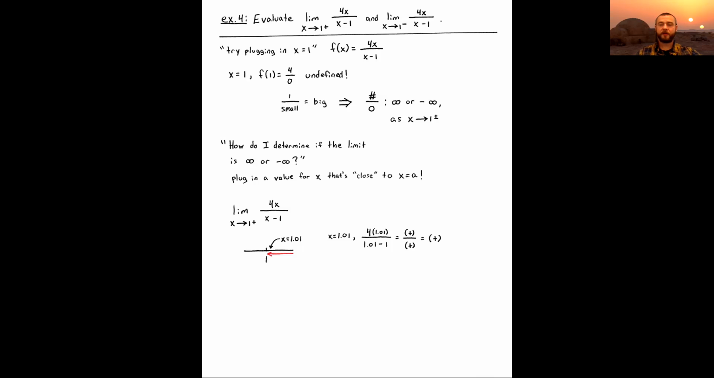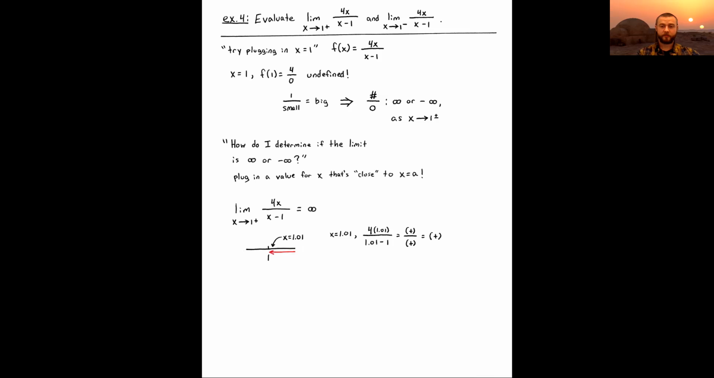And then notice in your denominator, you have a number minus something smaller. That's always going to be positive. 1.01 minus 1 is positive. So what we have here is a positive over a positive, which gives a positive. So what that is pointing towards is that this limit seems to be approaching positive infinity, which is correct. So for this function, as x approaches 1 from the right, we're approaching positive infinity since a value for x very close to 1 from the right was positive.